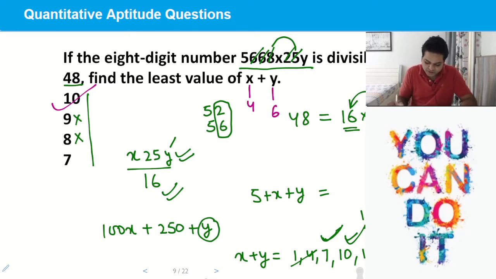Now you can check whether 45684 is divisible by 48 or not. So that is something which you can do using a calculator and everything.